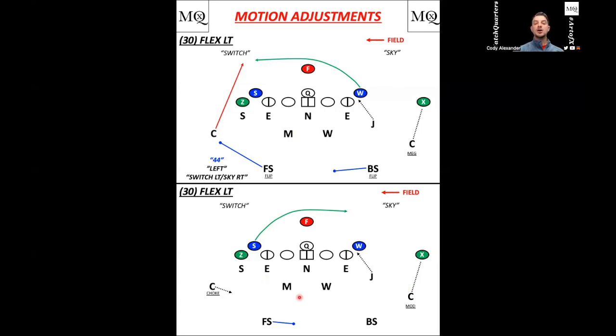So again, let's go flex. If we get a flex set, we're going to go cloud, which we would call switch, just to make sure, hey, we're switching. The corner is now responsible for the flat. The safety is now responsible for the cap. And so if we get motion to the stack, the corner is going to blitz the motion. It's just like a cat call. We're blitzing the motion. That safety is going to work down and outside, working that sail technique if it is a pass, making sure I get vertical.